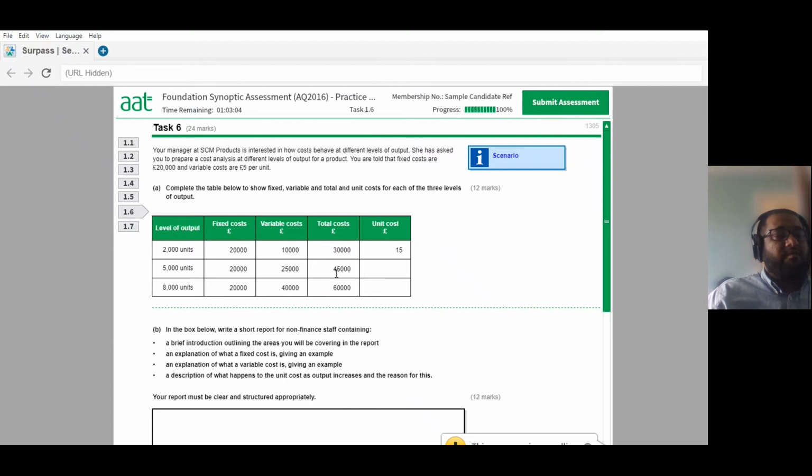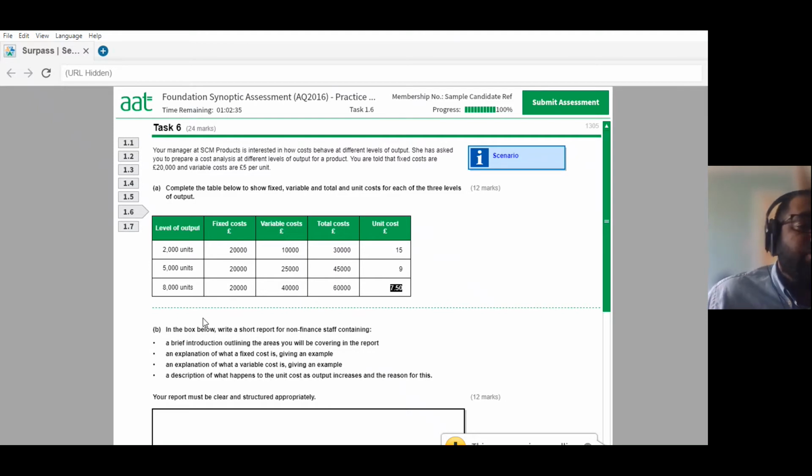The next one has a total cost of 45,000. If you have 5,000 units, each unit will cost you £9. Here, £60,000 divided by 8,000 is going to give you £7.50. Okay, let me check that again. 60 divided by 8, £7.50. Yes. So what you notice is, from £15 to £9 to £7.50.